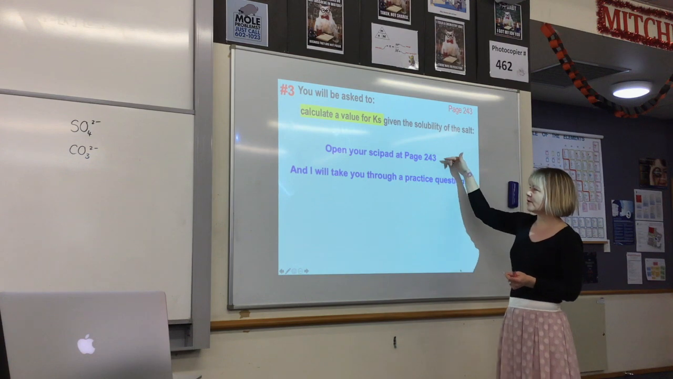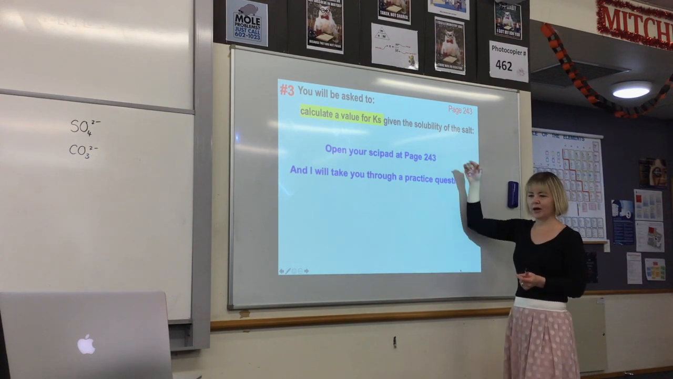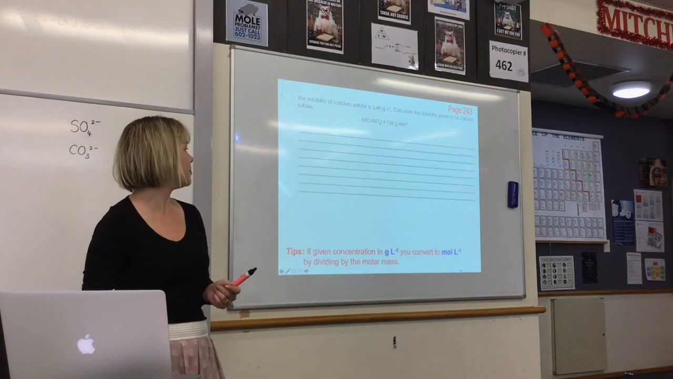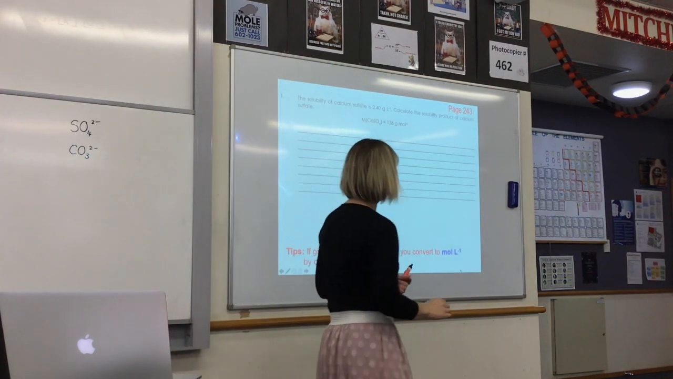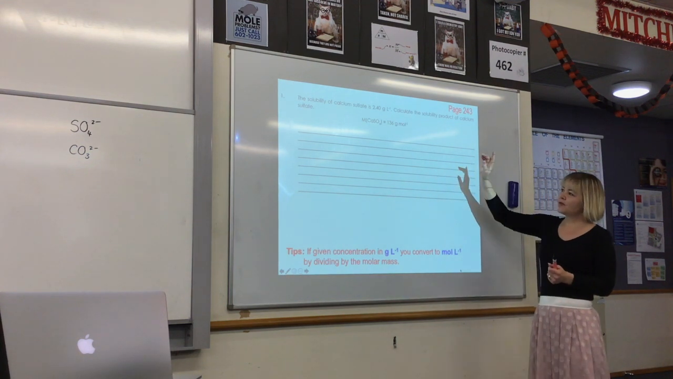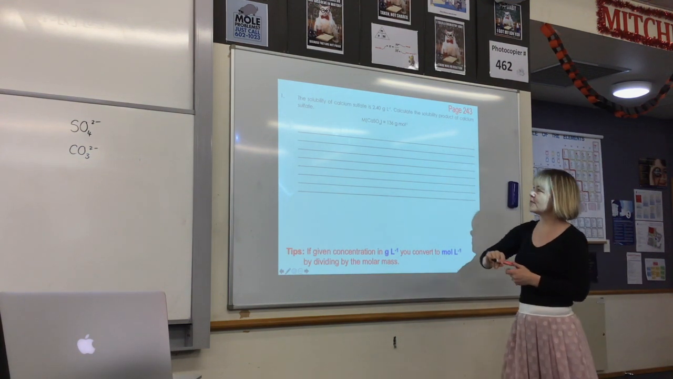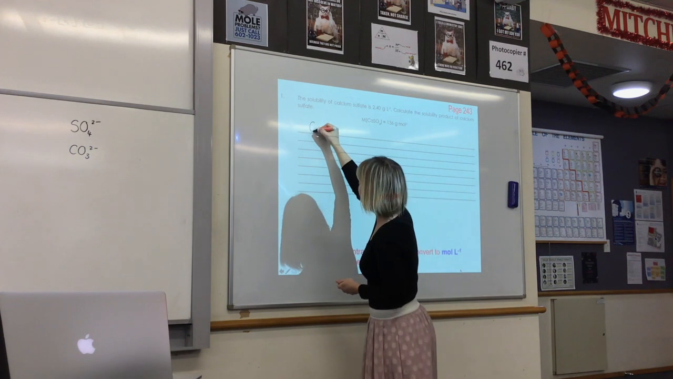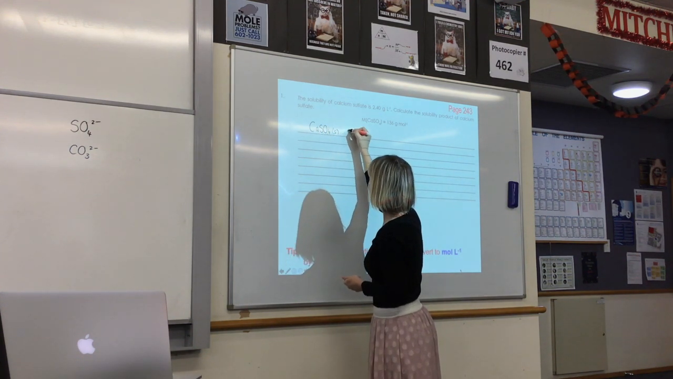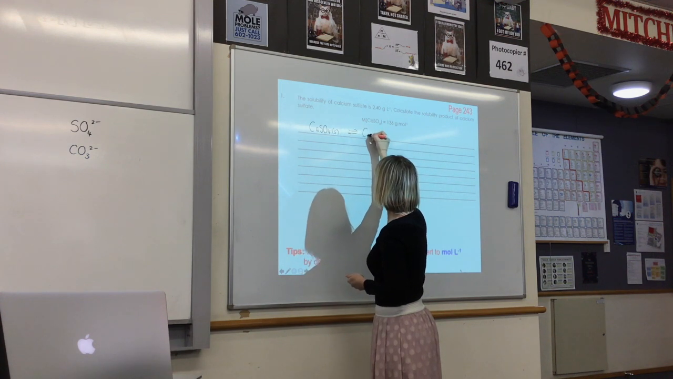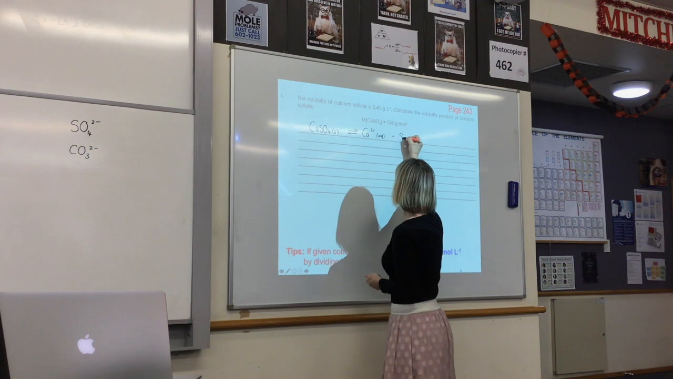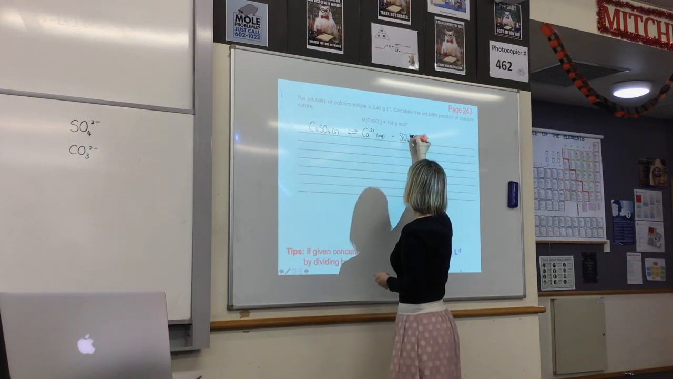As I say, on page 243 in the side pad, I'm going to do it with you so that you can see how it works. So I'll explain it using this example on page 243. This is number 1. The solubility of calcium sulfate. I'm going to give myself the equation because that helps me understand what I'm doing. I've got calcium ions and I've got sulfate ions.